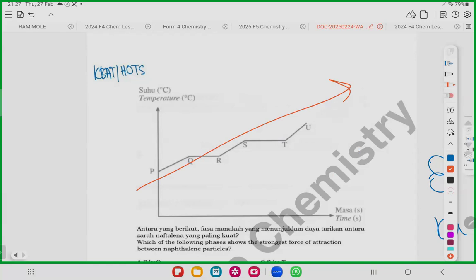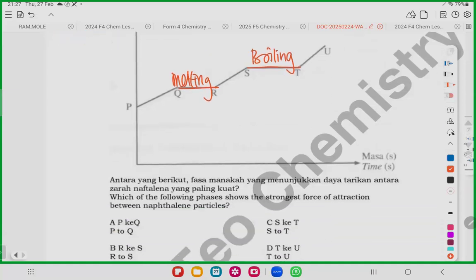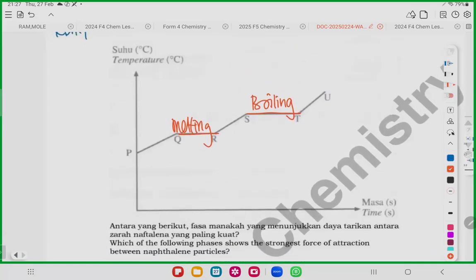Okay, so first thing first. We know there are two staircases here, right? So the first staircase here should be melting. The second staircase here absolutely would be boiling, right? I know that. Okay. So now what is the next thing that we can do? We can proceed. Okay, they say, which of the following phases shows the strongest force of attraction between naphthalene particles?